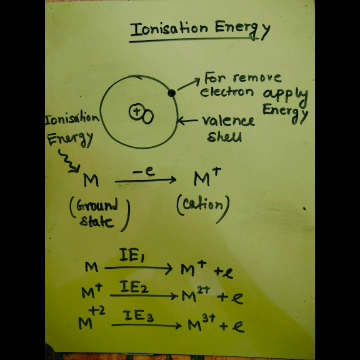What is ionization energy? Every atom has some internal energy at its ground state, and a stable electronic configuration at its ground state. So if you want to remove an electron from its valence shell, then you have to provide some amount of energy to the atom.